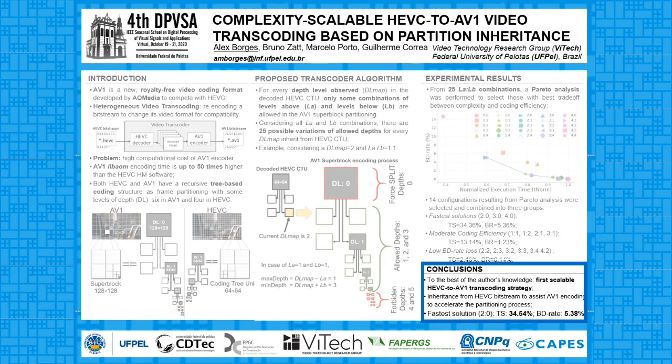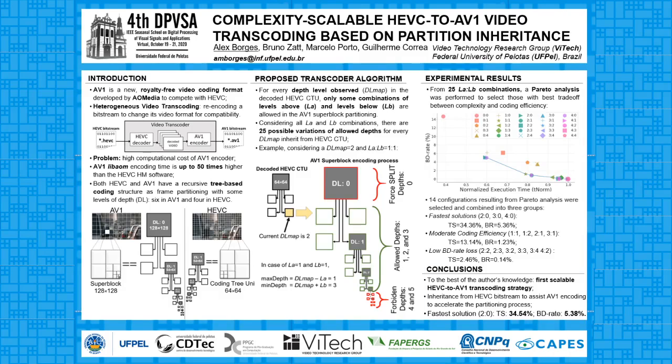As far as we know, this is the first video transcoding research from HEVC to AV1 that involves a strategy for scaling the depth levels of the partition tree. With the depth levels extracted from the HEVC decoder, we can determine which depth levels of the AV1 tree are most valid to be tested. Of all the configurations, the fastest accelerates libaom by 34%, presenting a loss of coding efficiency of 5.38%. This is my recently completed work.